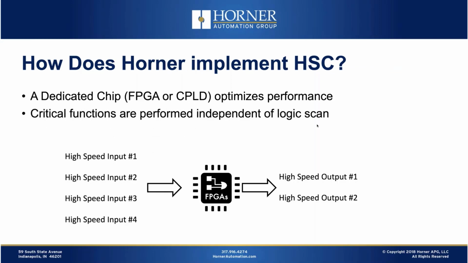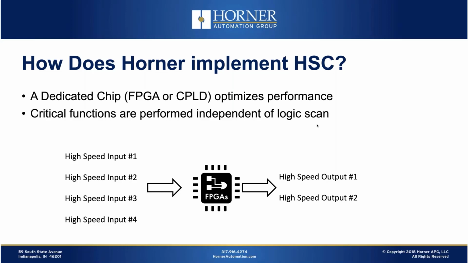The next thing I want to talk about just briefly is the approach that Horner takes in implementing high-speed counting. And we've been doing this for many years. The very first version of the OCS controller many years ago used this approach, and it's served us well and provided a lot of power and flexibility and performance. So what we do is we utilize a special piece of silicon, a component called either an FPGA or a CPLD, for instance. And this is a dedicated part that handles all the high-speed input and high-speed output requirements for the application.